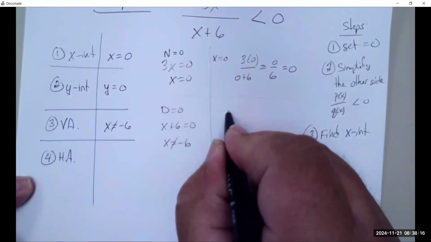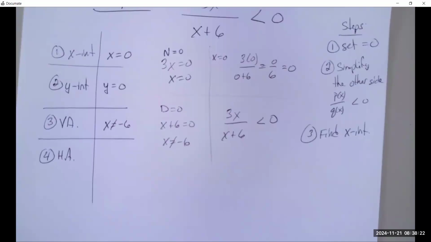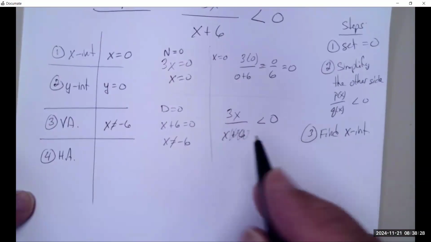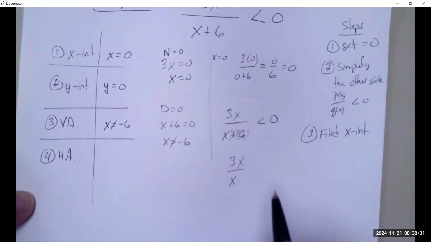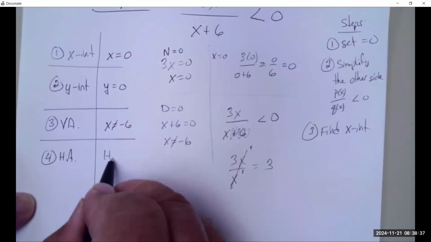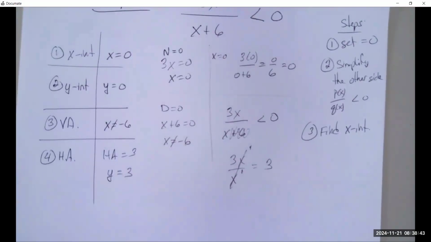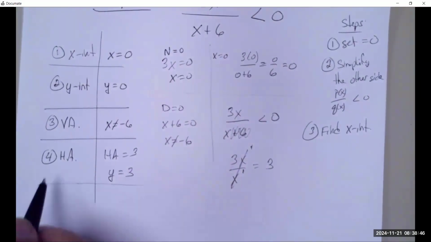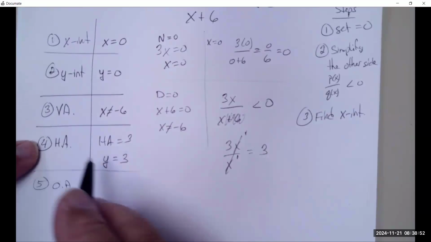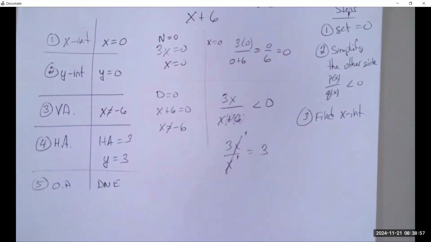Horizontal asymptotes. Here, to find the horizontal asymptotes, only look at the leading terms. There's this stuff here you don't need. So we have 3x over x. The x's cancel. They're the same size. So the horizontal asymptote is 3, the line y equals 3. It's a horizontal line. Because we have a horizontal asymptote, we cannot have an oblique asymptote.